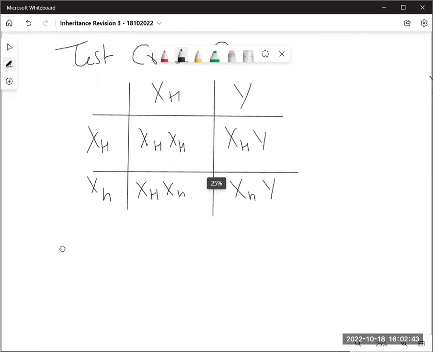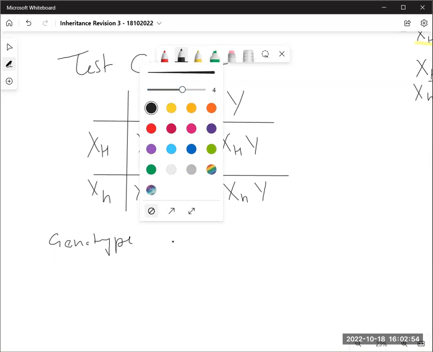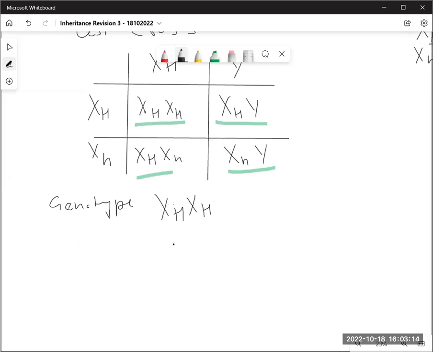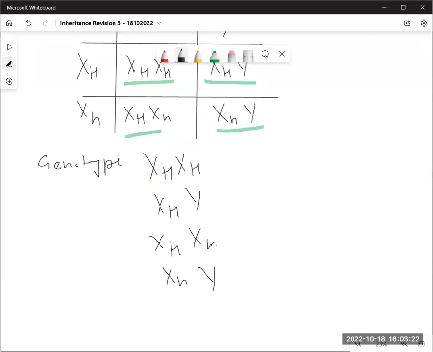Okay, let's see what genotypes we are getting. Zara, tell me the possible genotypes I'm getting over here. Which of these are different, the unique ones? We have X capital H X capital H, X capital H Y, X capital H X small h, and X small h Y. Now all of these are different. None of them are the same, so I have to write all of them.